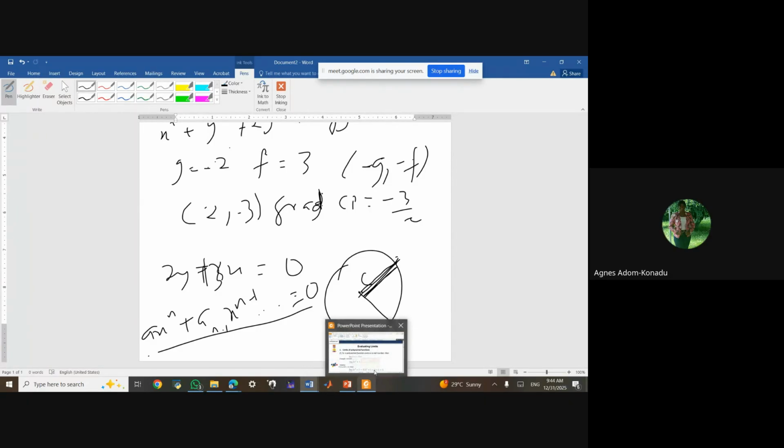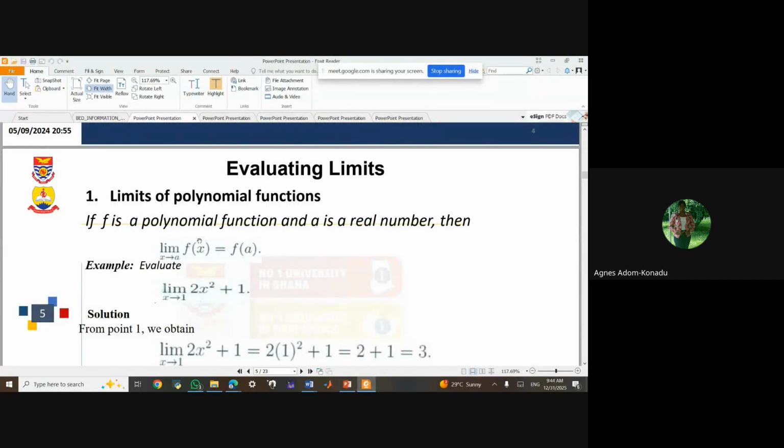So we want to look at how to evaluate the limit of polynomial functions. It says that if f is a polynomial function and a is a real number, then to evaluate the polynomial function at a, we write it as the limit as s approaches a of f of s equals f of a. So when the function given is a polynomial function, you just substitute the value of your a given.